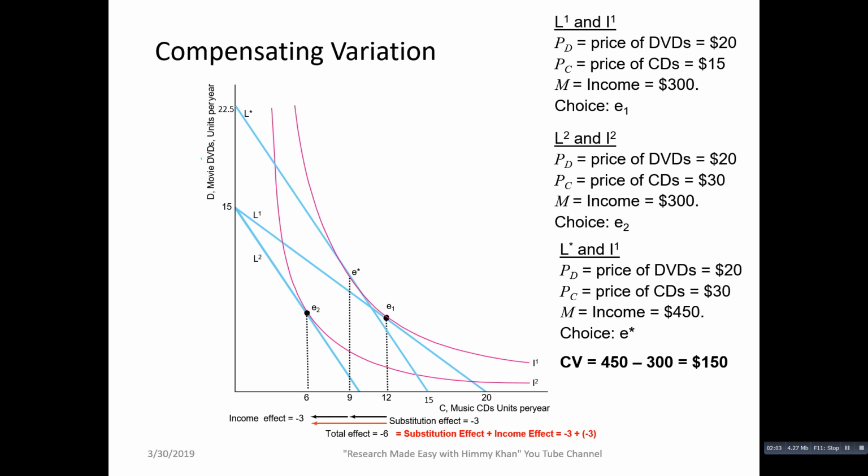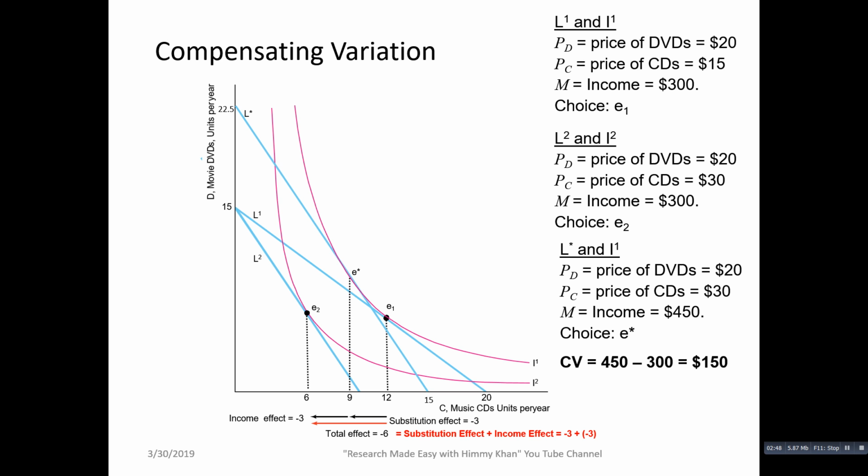Look at this diagram. Here we are analyzing compensating variation for a price change. So let us start with the indifference curve I1, and initially the budget line is equal to L1. The quantity of DVDs we measure along the vertical axis, and quantity of CDs we are measuring along the horizontal axis. We assume that the price of DVD is equal to $20 per DVD, and the price of CDs is equal to $15 per CD. Income of the consumer is equal to 300.